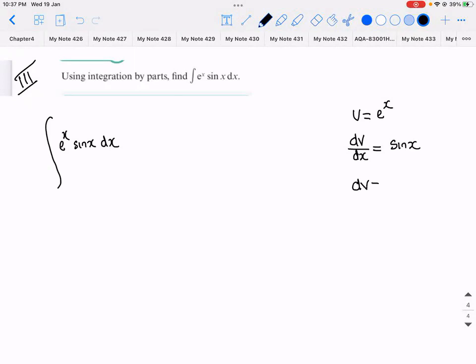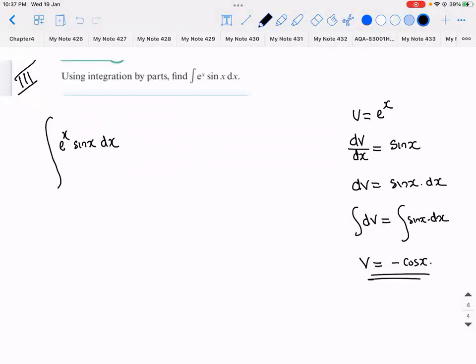So what happens? dv is equal to what? It is simply sin x times dx. And if you're integrating this, what happens? Integral of sin x dx. So v is equal to integral of sin x, which is what? Integral of sin x is minus cos x, right? So we got v as minus cos x.